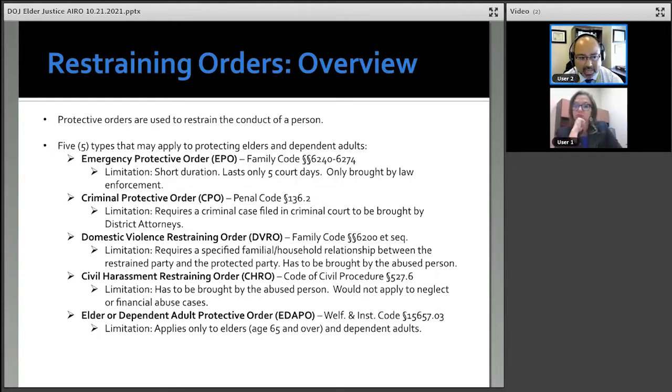And then what we have here is the number 5 on this list, which we are talking about today, is the Elder or Dependent Adult Protective Order, which is found in Welfare and Institutions Code 15657.03. This applies to elders who are 65 years and over and dependent adults. And we'll go into more details with regards to the statute. Next slide, Julie.